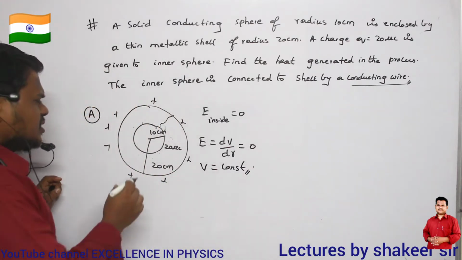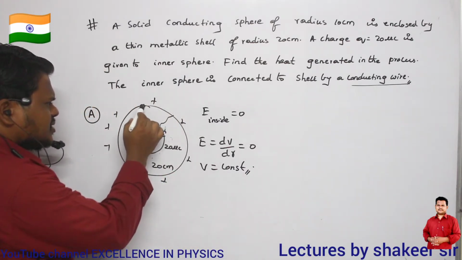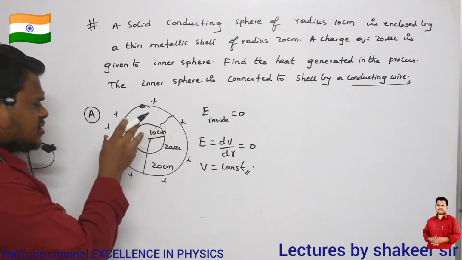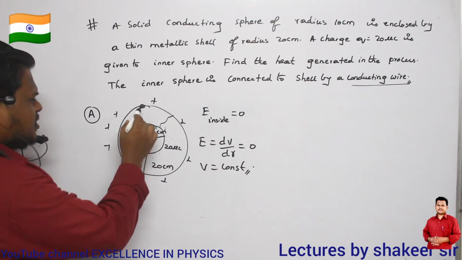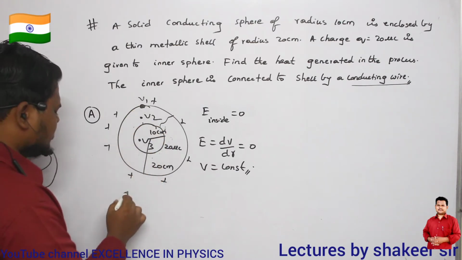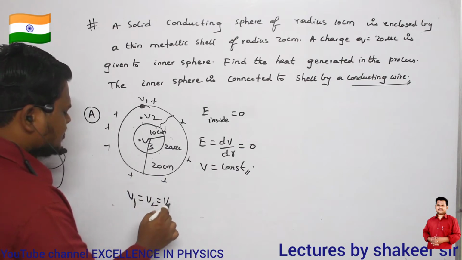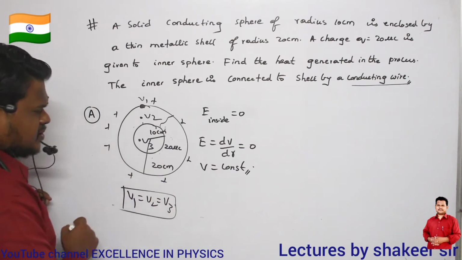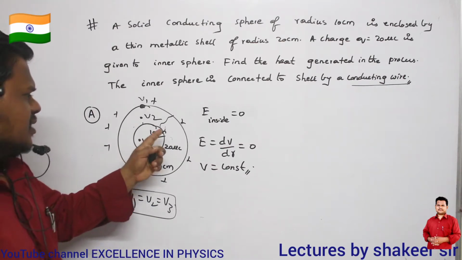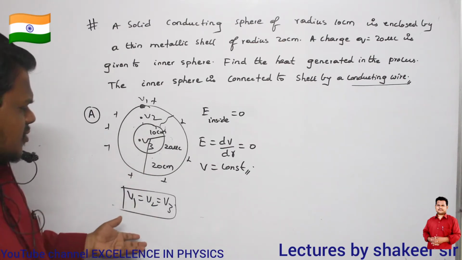So what is the potential existing on the surface? The same potential will exist throughout the volume of this bigger shell also. So if potential here is V1, here V2, here V3, then V1 is equal to V2 is equal to V3. Therefore potentials of both of them will be equal because we are connecting them by a conducting wire. But this is not what I am supposed to calculate.